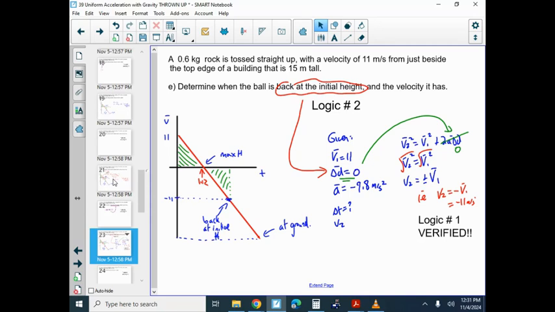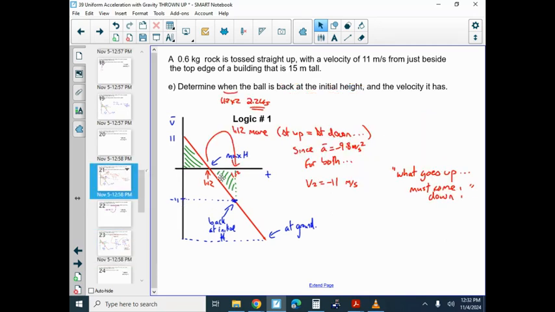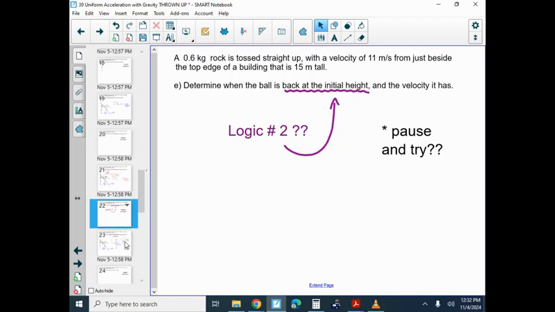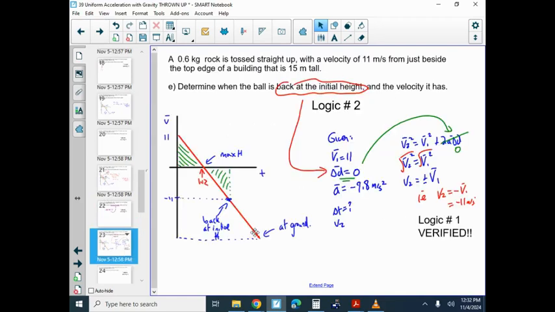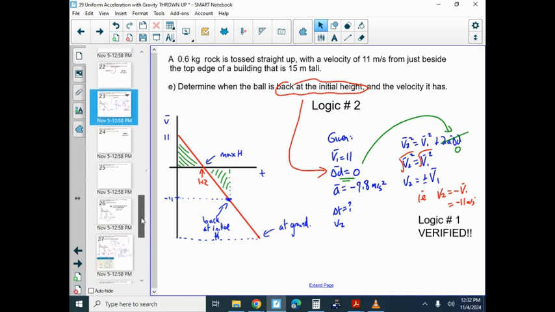So the logic used in number 1, that it would have to be the same amount of time for that velocity change, and in fact, you end up with that same velocity in the downward direction, right? That's fully verified by this version of working on it. Okay.